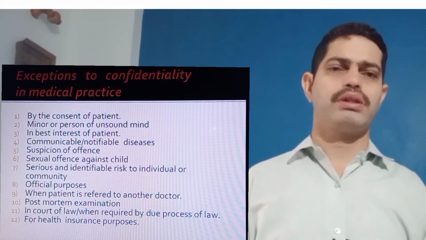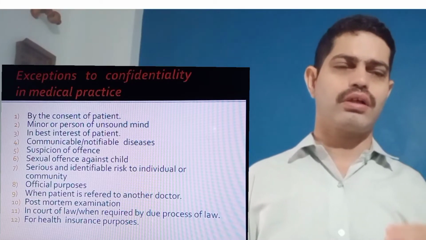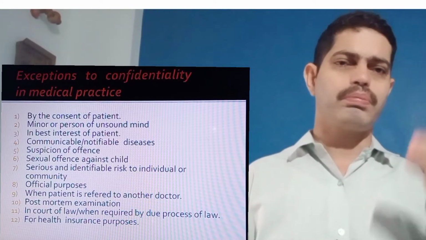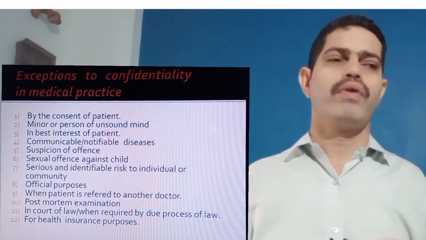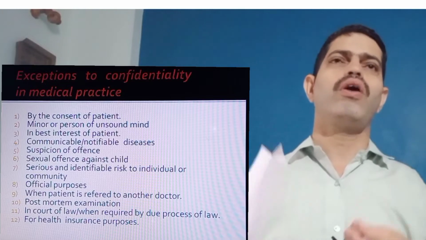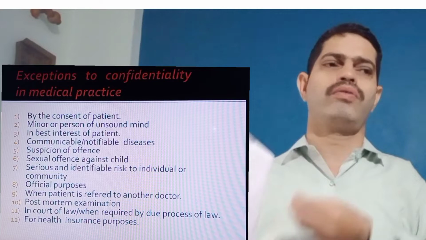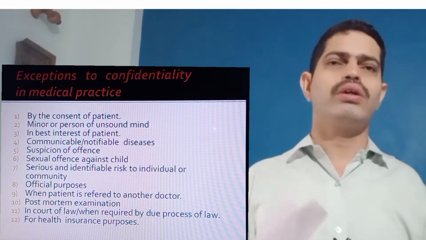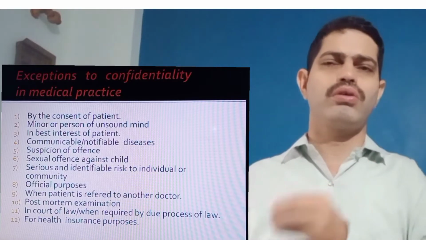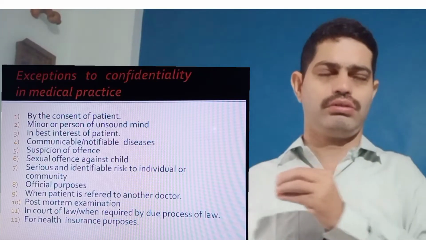What are those exceptions? First is by the consent of the patient. When the patient himself or herself gives the consent to the doctor that the doctor can disclose the information of the patient. For example, when you are getting very good results as a doctor in some difficult cases, and you want to publish it for other patients' benefit, so that all other patients of a similar nature will benefit by it, in that case you have to take the consent of the patient. Or if you want to disclose the information for medical research purposes, in that case you have to take the consent of the patient.